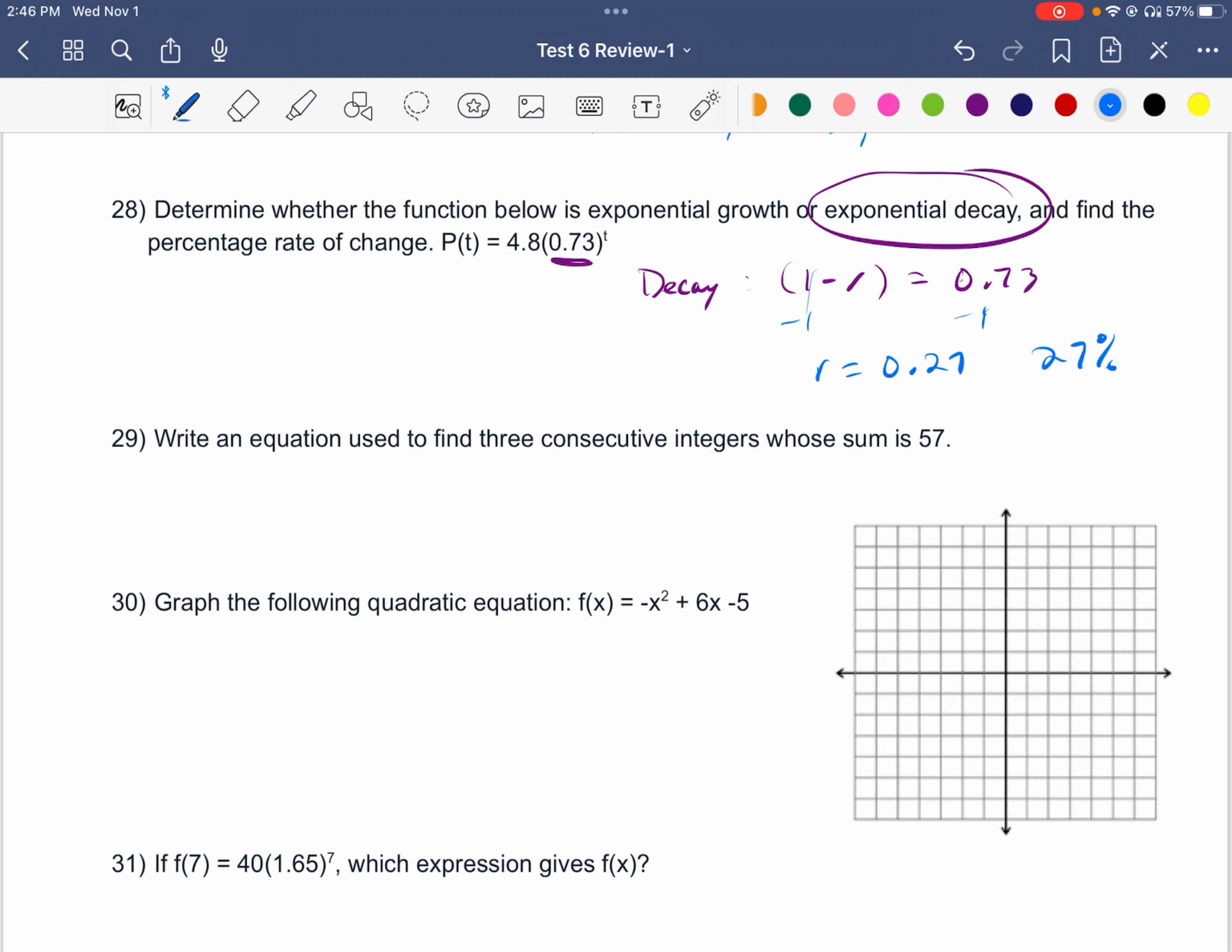If you start with 1, we are going down by 27%. We are left with 0.73. That's the value it holds on to. It holds on to 73% of its value. It's going down by 27%.